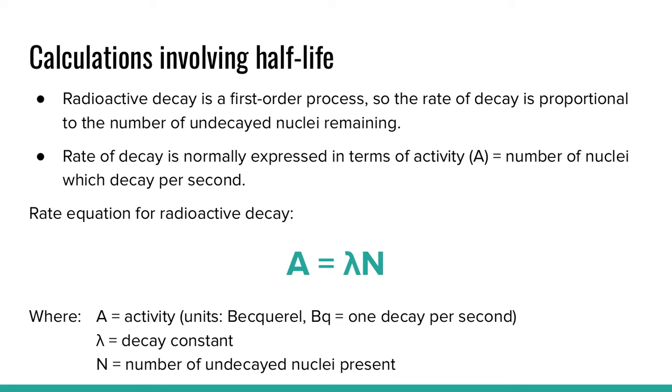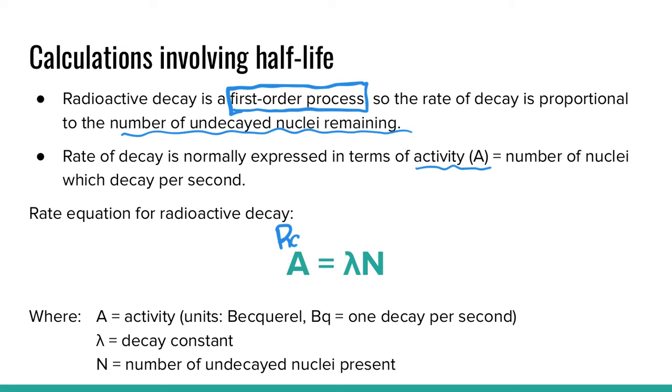We can do various different calculations involving half-life. One thing we need to know is radioactive decay is a first order process, similar to our rates of reactions where we see first order rates. And the rate of decay is going to be proportional to the number of undecayed nuclei remaining. The rate of decay is normally expressed in terms of activity, A, which is the number of nuclei which decay per second. So the rate equation looks a little bit different.